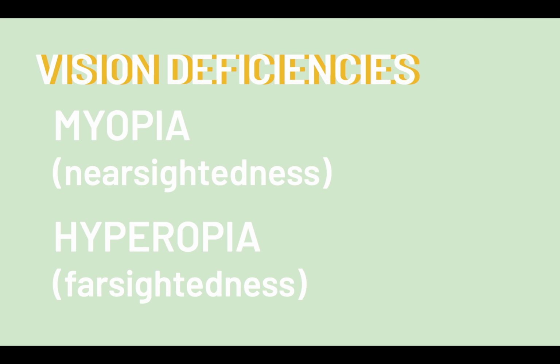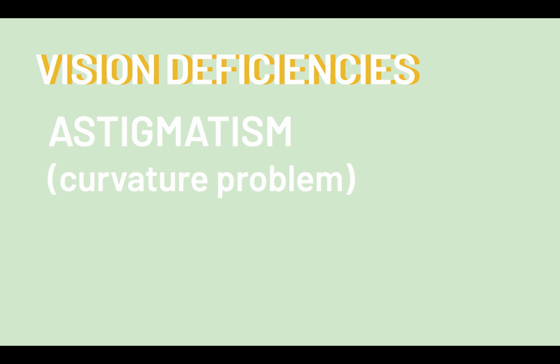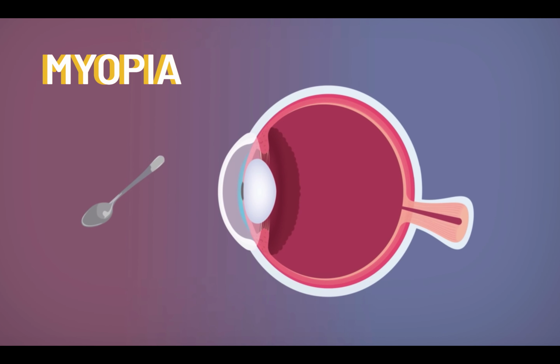We're going to be going over two common vision deficiencies that are the cause for this problem, which are myopia, or nearsightedness, and hyperopia, or farsightedness. Another really common vision deficiency is called astigmatism, when there is a problem in the curvature of your eye. But first, let's go over myopia, or nearsightedness.